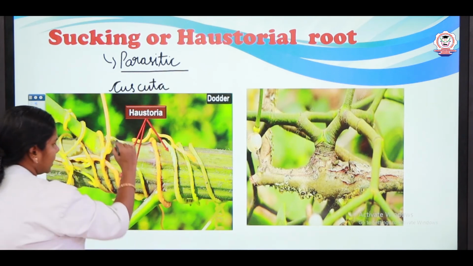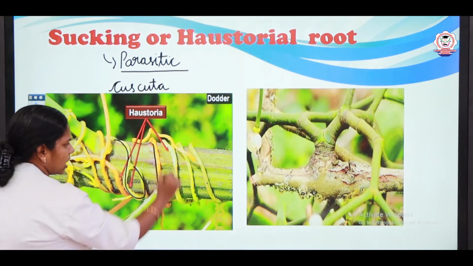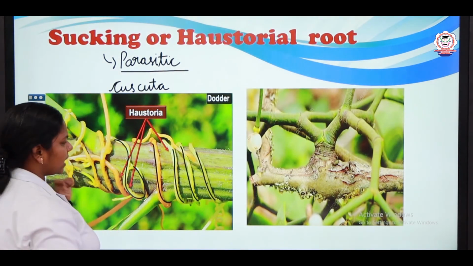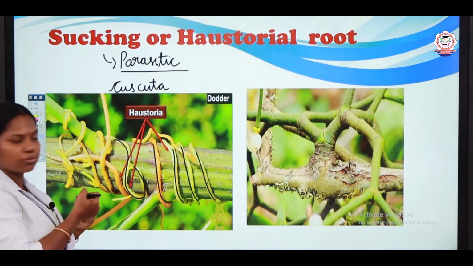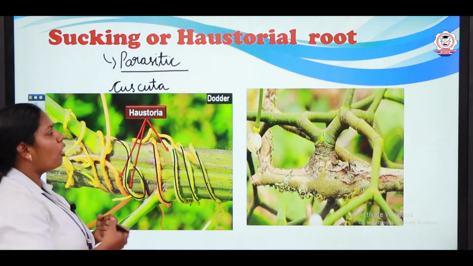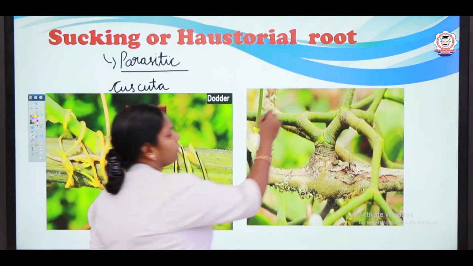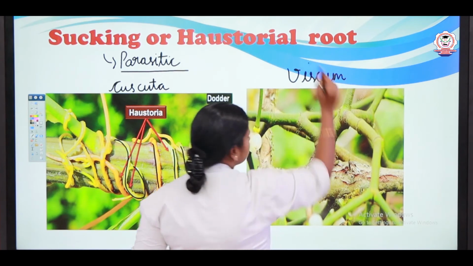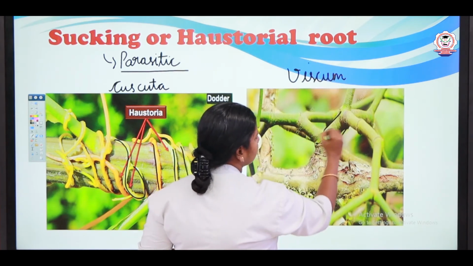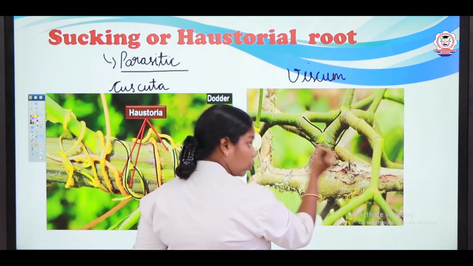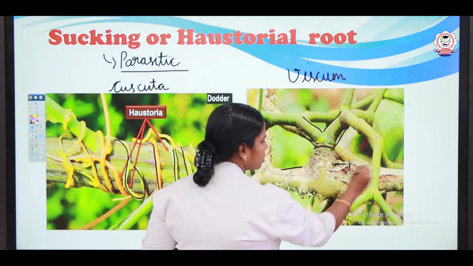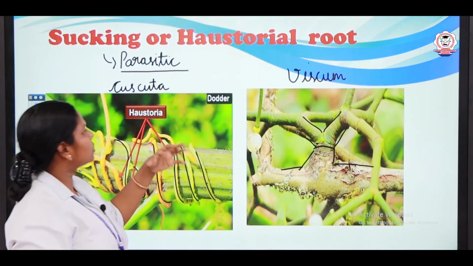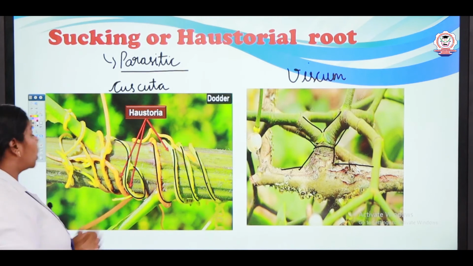Cuscuta, so this yellow color is a Cuscuta, and you can see these roots penetrate into the stem and suck the nutrients from the host plant. Another example of this is Viscum. You can also see this is a Viscum plant, and these Viscum roots penetrate into the host plant and suck the nutrients. So such roots we call haustorial roots.